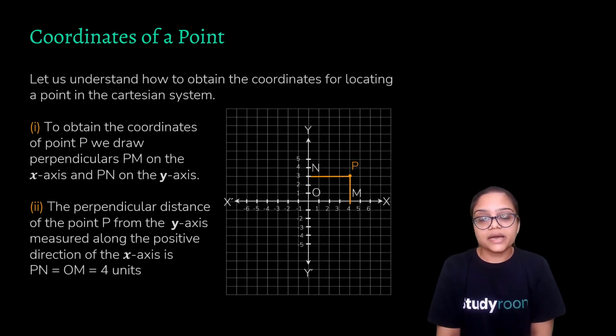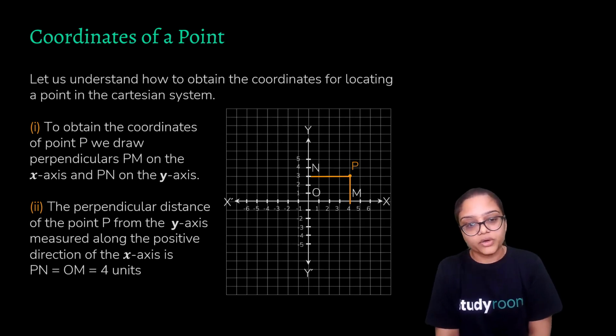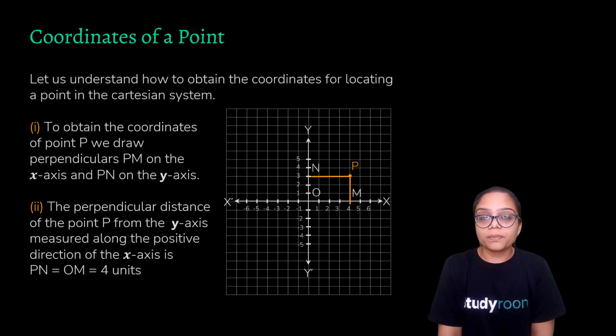Now, let us understand how to obtain coordinates of a point in the Cartesian system. To obtain the coordinates of point P, we draw perpendiculars from the point to the x-axis and the y-axis. PM and PN denote the distance between the x-axis and the point, and the y-axis and the point respectively. So PM comma PN will be the coordinates. First we write for x-axis and then y-axis.